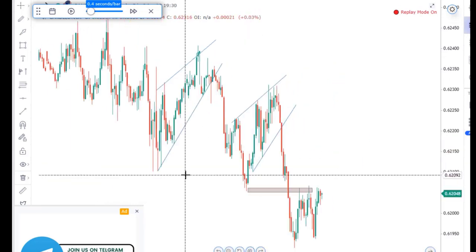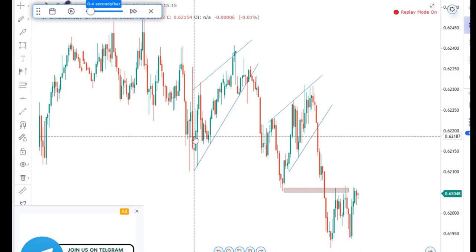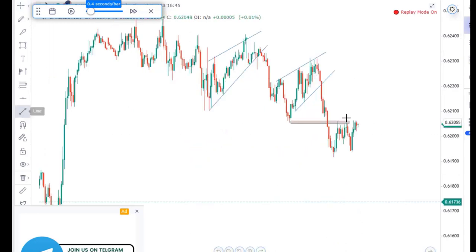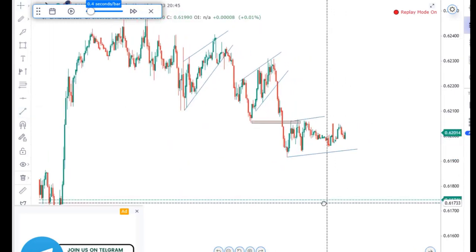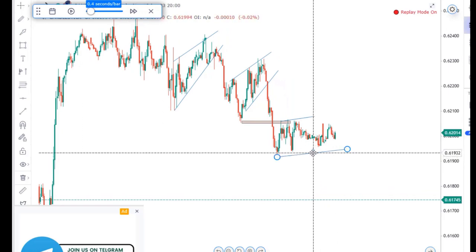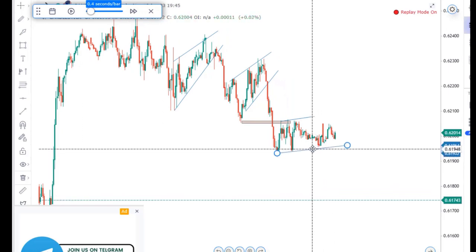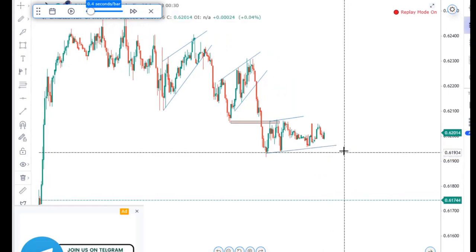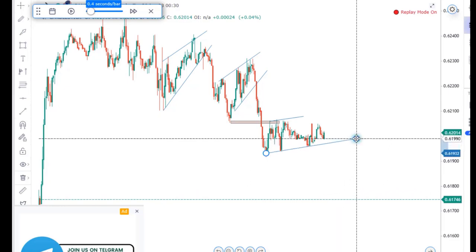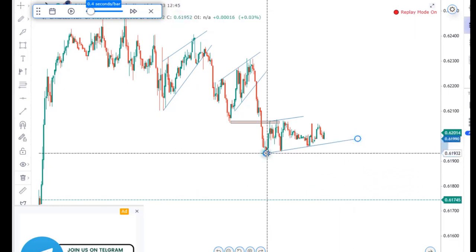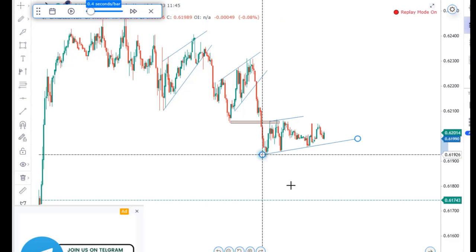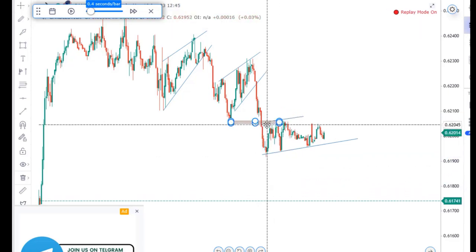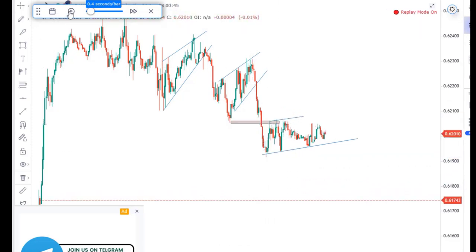Now we have another consolidation here, right? What we simply do is we connect. We make sure that we connect to get many touches. Remember, we still use the trend line knowledge that we already have. We just connect so that we get the touches, and then we are waiting for price to break out of it. So let's see how it plays out.